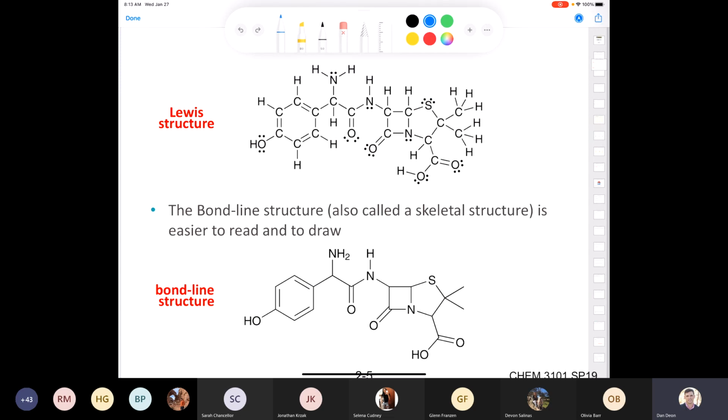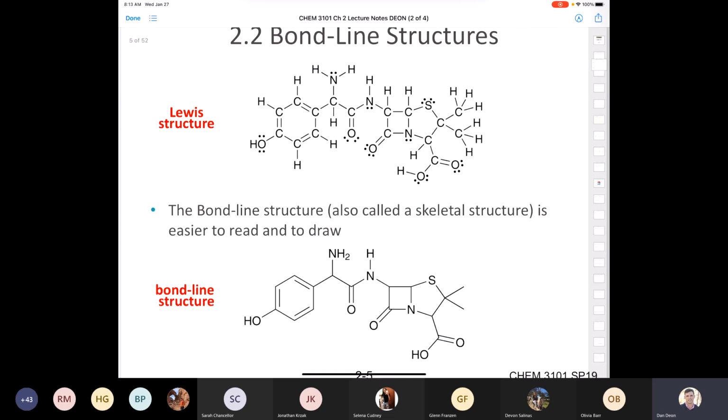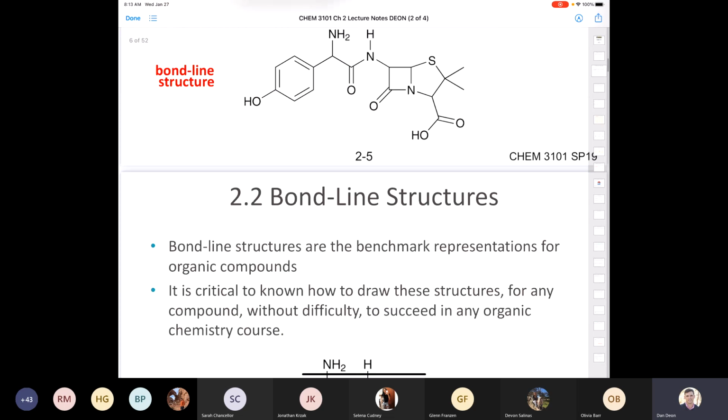So not only is it easier to recognize functional groups, which are most often the points of reactivity in a molecule, but it's also easier to draw. I could draw that about 10 times faster, maybe 25 times faster than I can the entire Lewis structure. So now we're going to look at what all these lines mean exactly. How do we read a bond line structure and how do we draw a bond line structure?